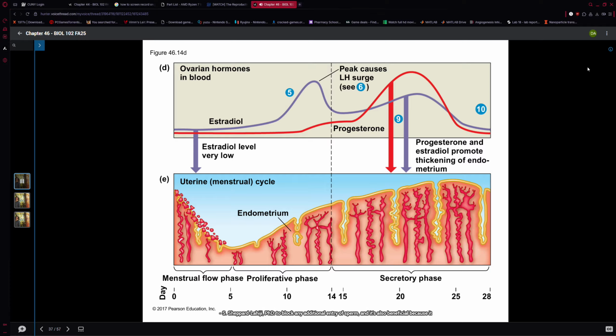And that's meant to block any additional entry of sperm. It's also beneficial because it should be a kind of blockade to pathogens or foreign material. So it's meant to serve a protective purpose.